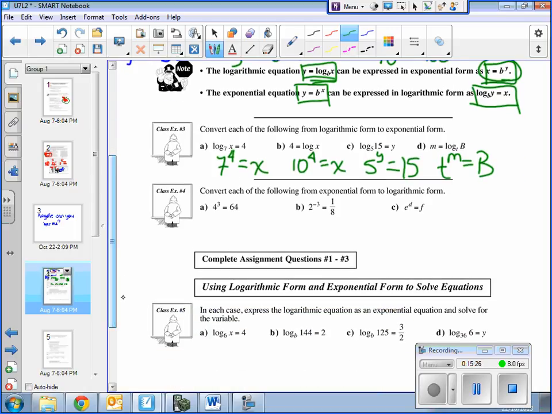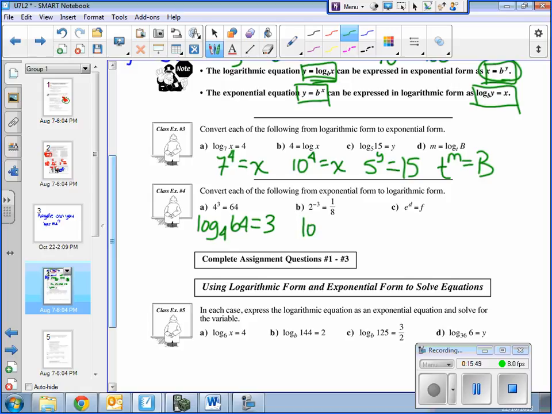Okay, so let's go the opposite way. Log, what's my base? 4. What's my argument? 64 equals? Good. So this just takes a lot of practice to get used to what goes where, okay?